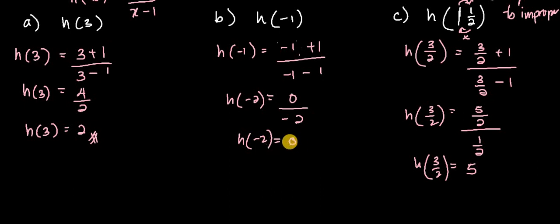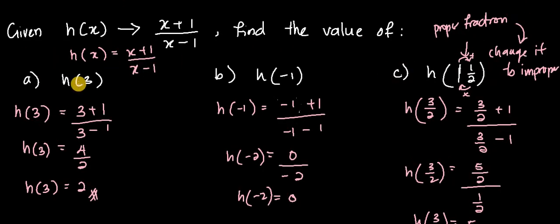h(negative 1), the answer I'll get is 0. And once I put 3 into this function, h(3), I'll get the answer 2. Alright, so that is all about substitution. So the first part of function notation is how you substitute the values inside your equations.